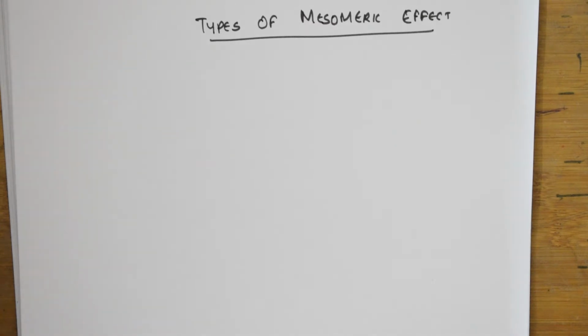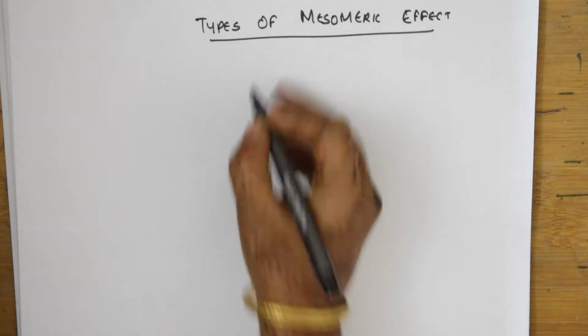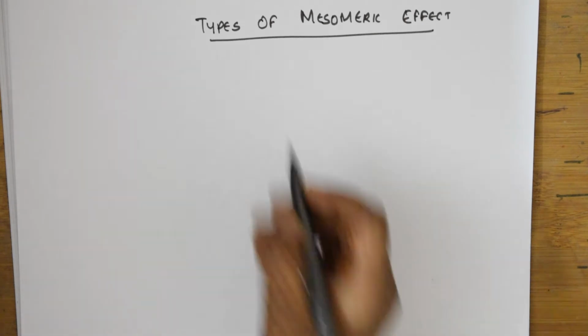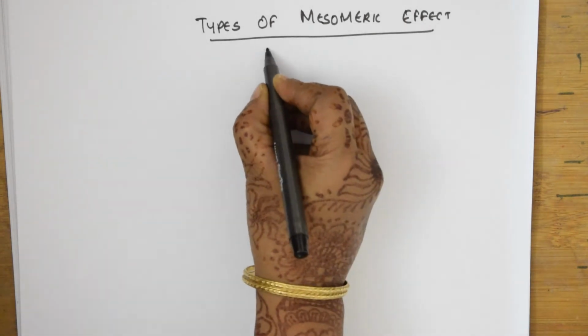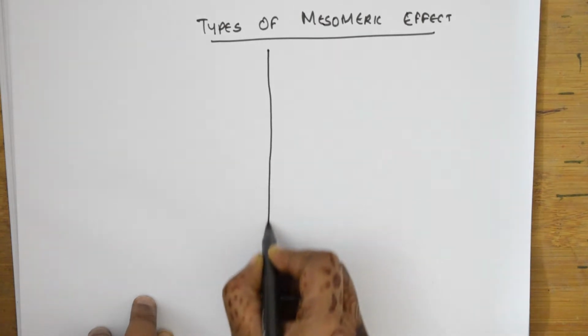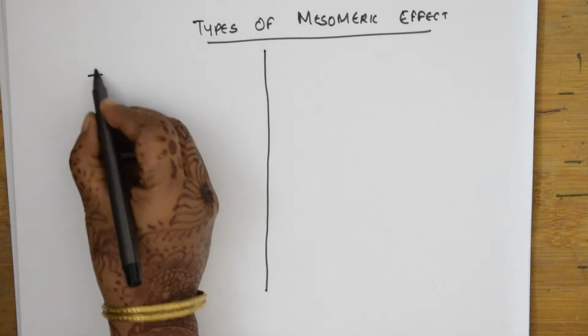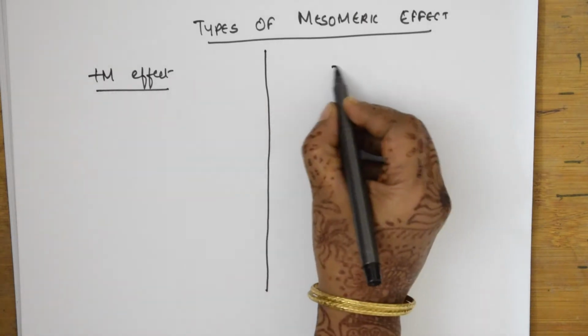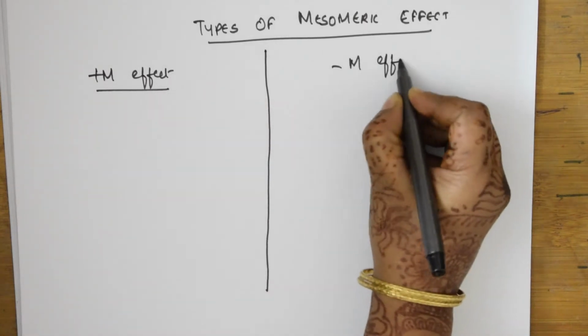Today in this video we are going to learn the types of mesomeric effect. So basically we have two types of mesomeric effect. One is plus M effect and one is minus M effect. Let us divide the page into two equal halves. Right. So plus M effect in groups and minus M effect in groups.